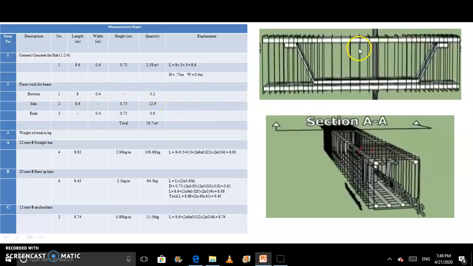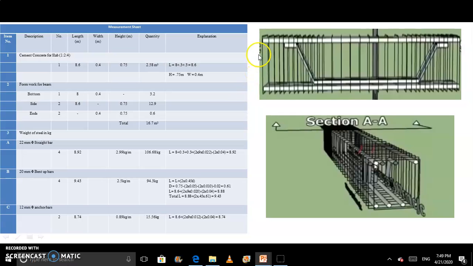Now we have two sides. In two sides we have height. How much height here? 0.75 meter and 0.75 meter, and length is 8.6 meter. Why? Because this beam is situated on wall. That's why here we consider out to out length. So here we get 8.6 as a length, and height is 0.75 meter. That's why here we write 8.6 and 0.75 as a value, and we get 12.9.